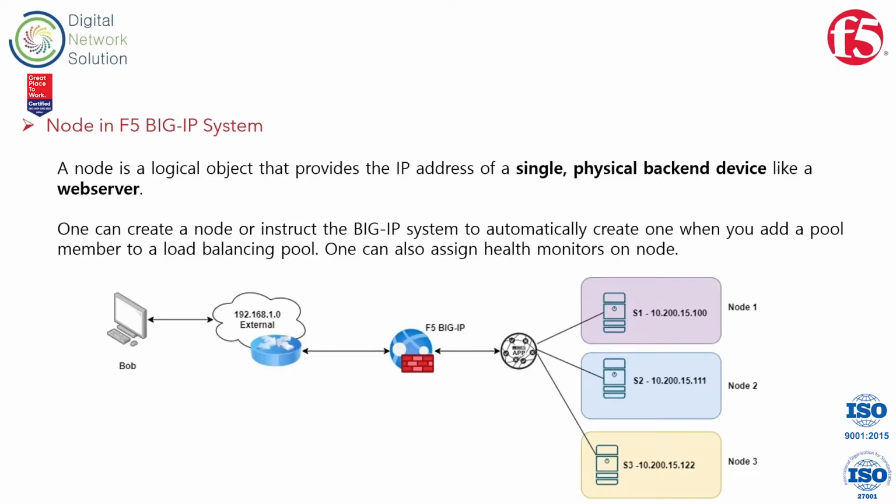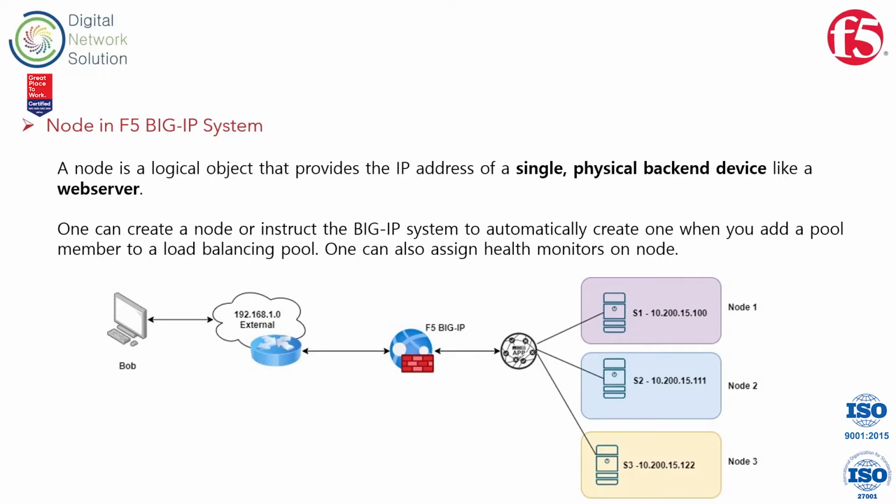Node in F5 BIG-IP system. So what is a node in the F5 BIG-IP system? A node is a logical object that provides the IP address of a single physical backend device like a web server. One can create a node or instruct the BIG-IP system to automatically create one when you add a pool member to a load balancing pool. One can also assign health monitors on a node.